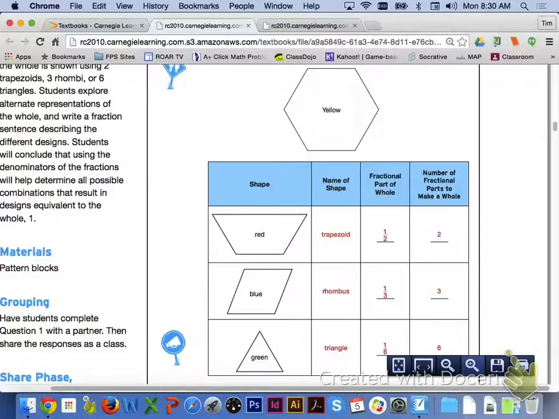Here is what your table should look like. For the first shape, we have a trapezoid. The fractional part is 1/2 and the parts to make a whole are 2. The second shape, we have a blue rhombus. Fractional part of the whole is 1/3 and parts to make a whole is 3. And finally, for the third shape, we have a green triangle. The fractional part of the whole is 1/6 and the parts to make a whole is 6.